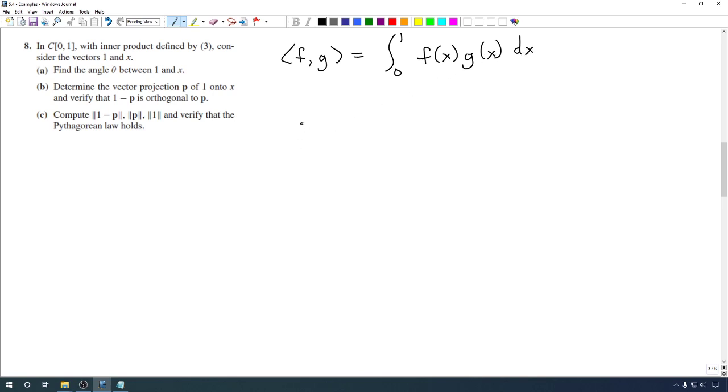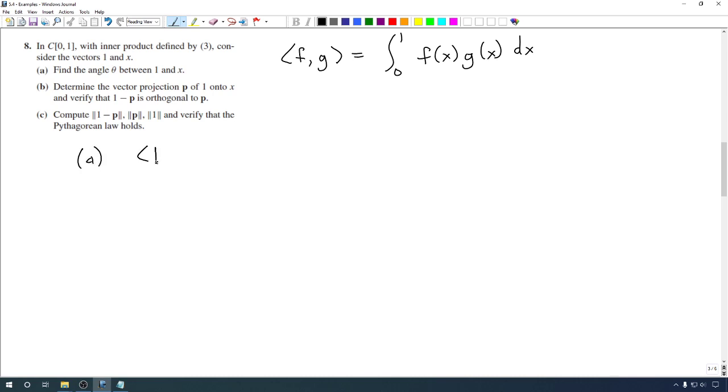What are we going to do here? We're going to take two vectors here being functions, and they're going to be the vectors 1 and x. So f of x equals 1 and g of x equals x. We're going to first find the angle between those two functions, those two vectors. What does that mean? Well, it's the exact same process of what we did before.